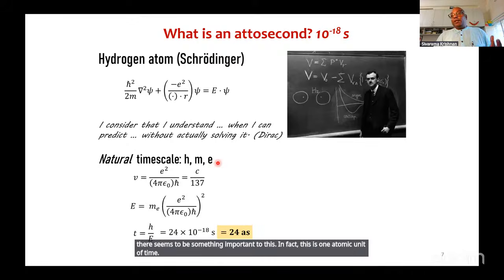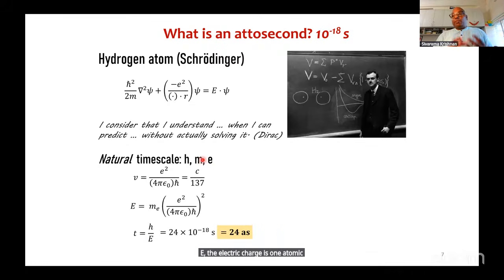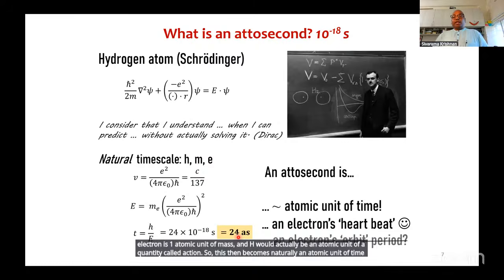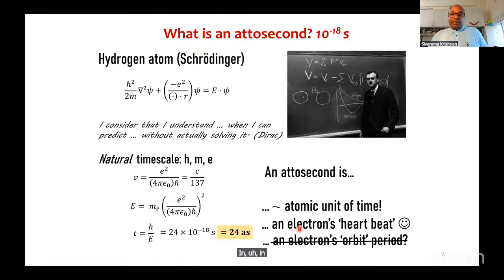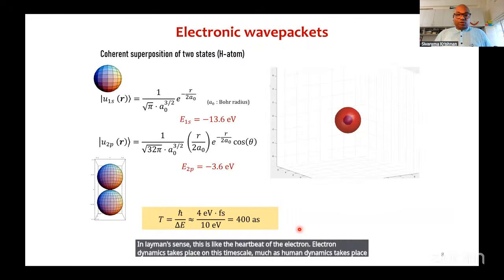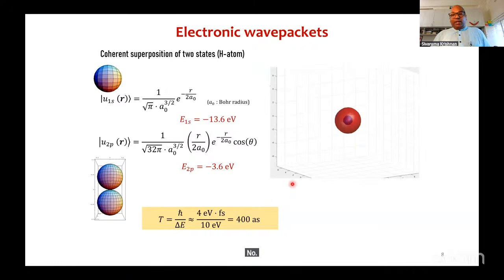If e, the electric charge, is one atomic unit of charge, m, the mass of the electron, is one atomic unit of mass, and h would actually be an atomic unit of a quantity called action, then this becomes naturally an atomic unit of time. So an attosecond is an atomic unit of time. In layman's sense, this is like the heartbeat of the electron. Electron dynamics takes place on this time scale, much as human dynamics takes place on the time scale of a second or so.